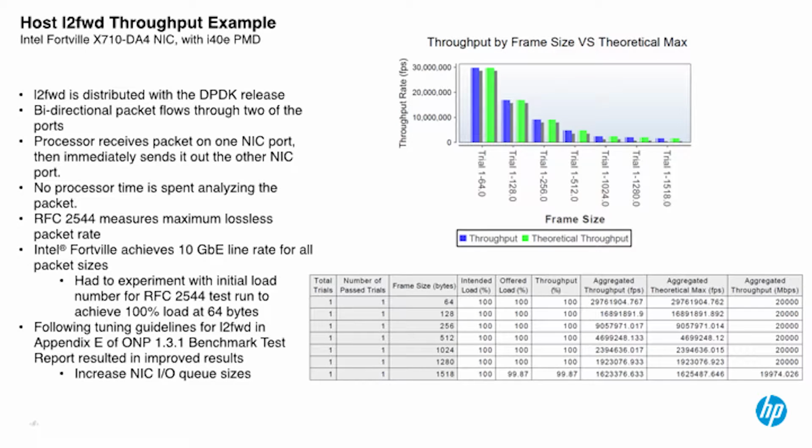And the other thing that we found is that if you just take the L2 forward straight out of the DPDK.org distribution, we weren't getting quite as good numbers. If you look in the benchmark test report, they actually have some tuning guidelines in one of their appendices that talk about increasing some of the queue sizes, the receive and transmit queue sizes. We found that when we followed those, and that seems to apply for any 10 gig NIC, in fact. So yes, question?